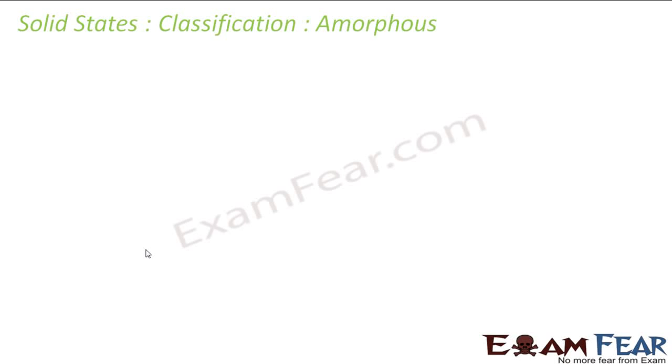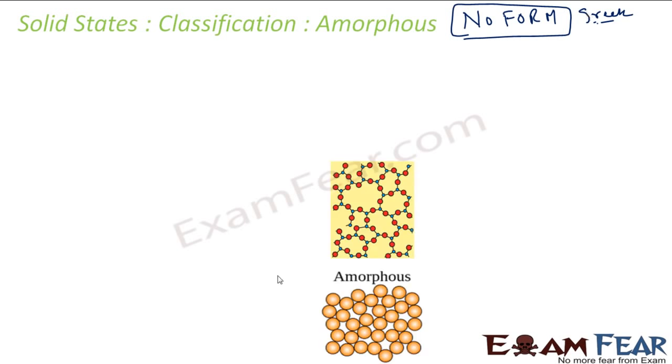It came from the Greek word amorphous, that is, no form. That is the origin of this word. It's a Greek word, amorphous. So it consists of particles of irregular shape. For example, if you see, there is no pattern, there is no fixed pattern. These are all constituent particles of haphazard, irregular shape.